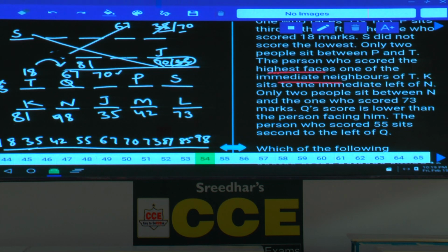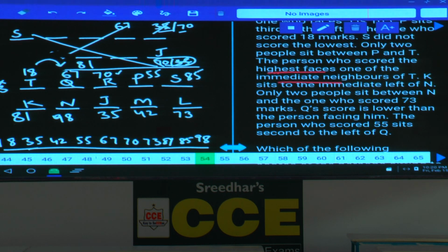Q's score is lower than the person facing him. Then who is the other person here? P, Q, R, S and T, R will be here. And the person who scored 55 sits second to the left of Q. 55 sits second to the left of Q, this P will be 55. Then what is the score left over here? As the other score left over is 85, this S scored 85. Clear? This is how these 10 persons are seated in 2 different rows and scoring 10 different marks.